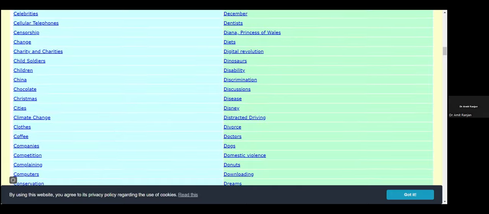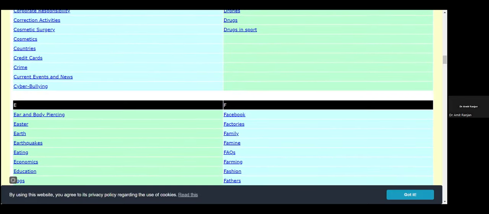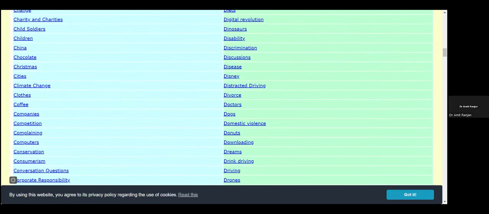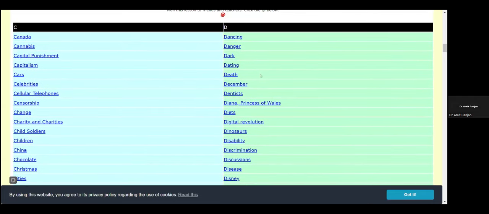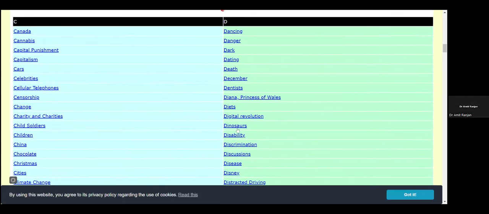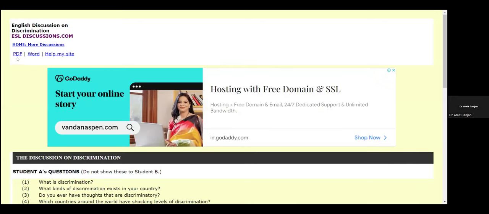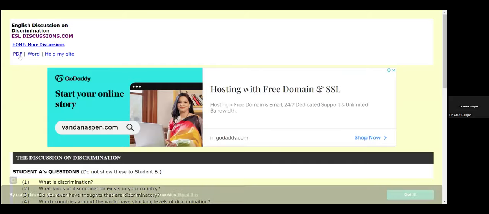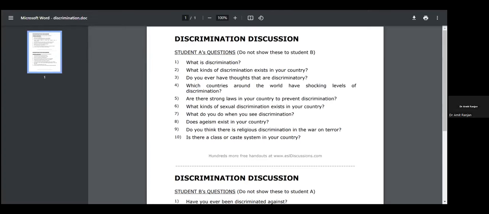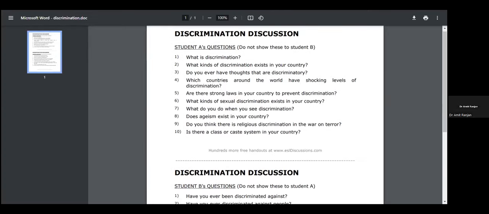So as you can see, there's lots and lots of topics given for every word, and this is very good for class discussion. Once the questions are generated, you can have a class discussion about it. For example, let's see one more, about discrimination. And you can see the PDF over here. So let's try and generate a PDF of this. Right. It comes as this, and you can print it, save it.